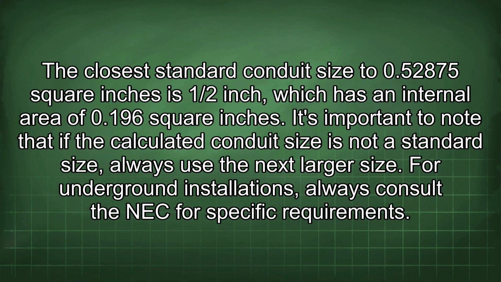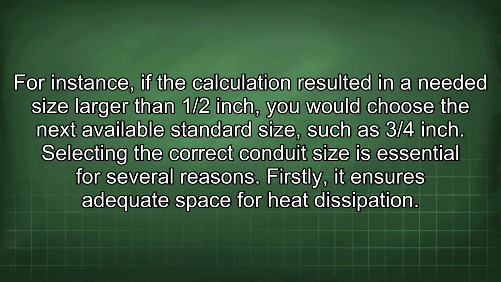The closest standard conduit size to 0.52875 square inches is 1/2 inch, which has an internal area of 0.196 square inches. It's important to note that if the calculated conduit size is not a standard size, always use the next larger size. For underground installations, always consult the NEC for specific requirements. For instance, if the calculation resulted in a needed size larger than 1/2 inch, you would choose the next available standard size, such as 3/4 inch.